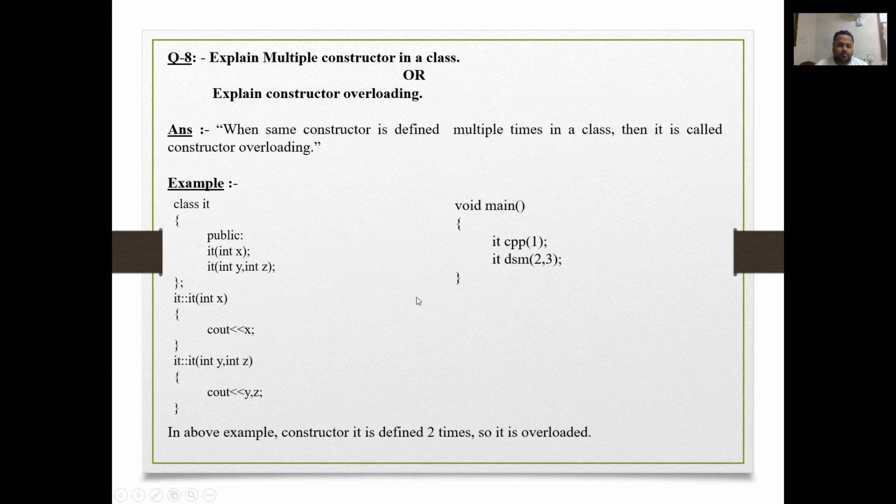Now the next question is: explain multiple constructors in a class, or explain constructor overloading. In an exam it may be asked what is a multiple constructor or what is constructor overloading. At that time you have to write: when the same constructor is defined multiple times in a class, then it is called constructor overloading or multiple constructor. Now for example, here I am taking class it, in public I am taking integer x, this is called my parameterized constructor. Again I am taking integer y, integer z, again a parameterized constructor, and here I close the class.